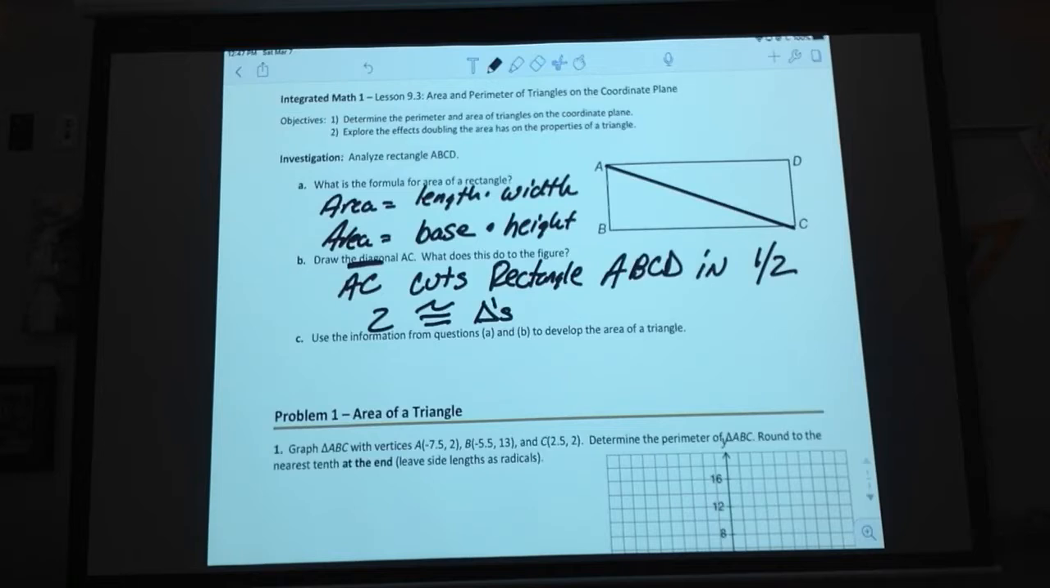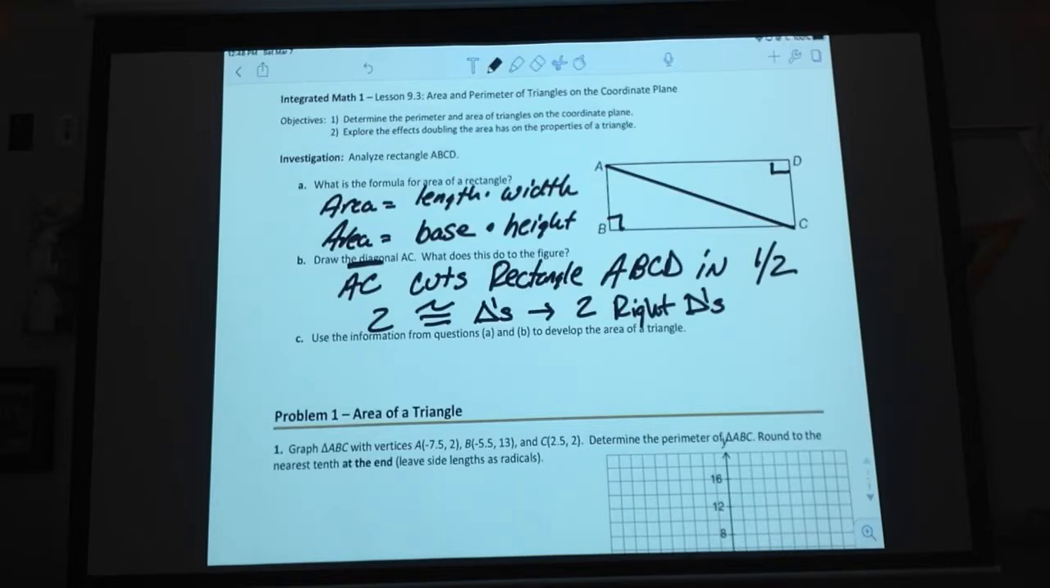Remember, these are two triangles, and more importantly, they are right triangles. We know this because the angles of a rectangle are 90 degrees. So these are in essence two right triangles when I use that diagonal.